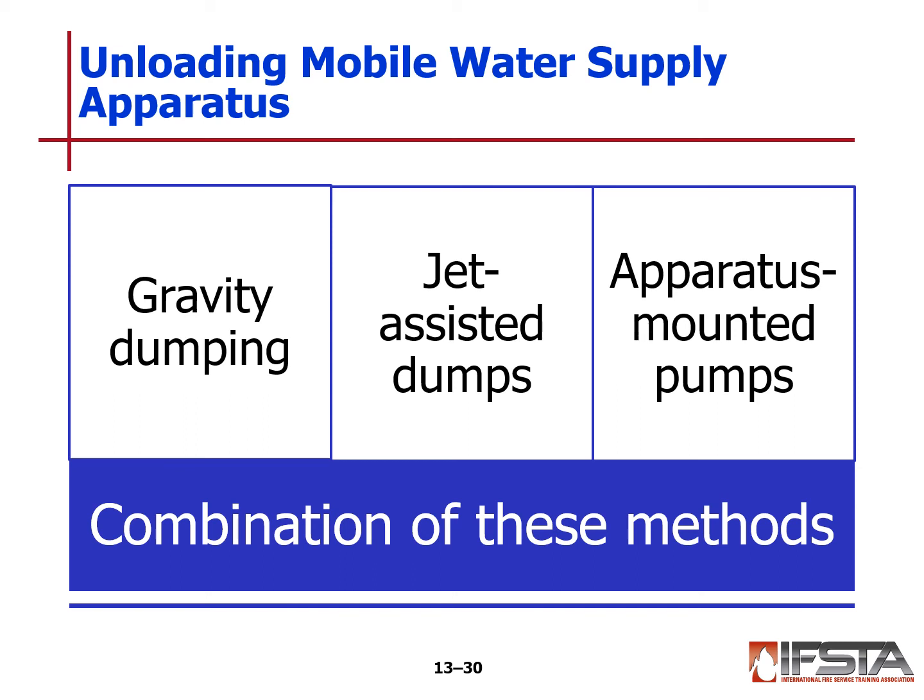Unloading can be done by gravity dumping. A lot of these trucks are equipped with very large dump discharges, dump chutes, if you will, so they can dump right into the tank. There may be jet assisted dumps, where it has a small pump on it that puts the water in motion, and then the apparatus mounted pumps as well. Any combination of these methods will work.